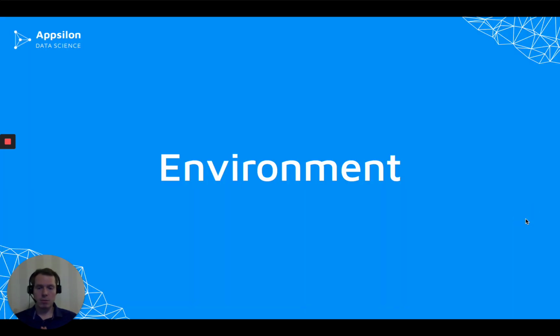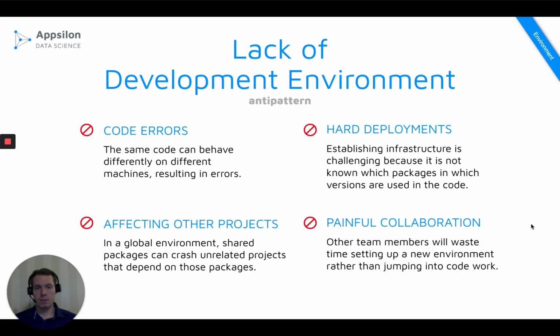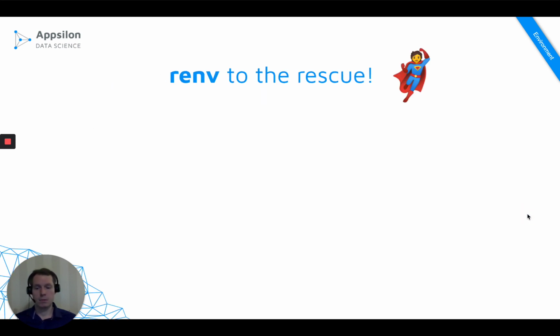So the second building block, the environment. Lack of development environment is a root of a lot of problems, because basically you can write the same code, but it will behave differently on different machines because it uses different versions. So it can be really painful, and it can also affect your other work. So make sure that you have a development environment set, but luckily there is a great solution to this in our world. Is renv.